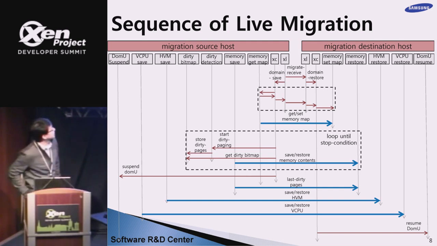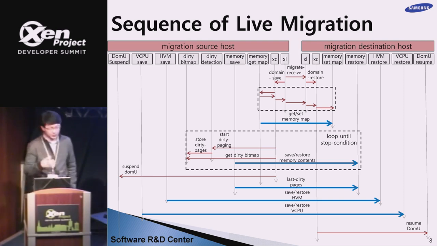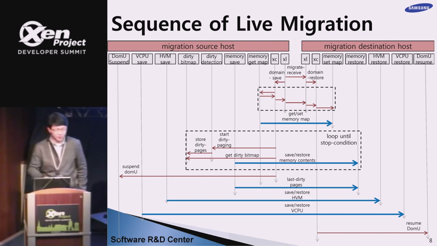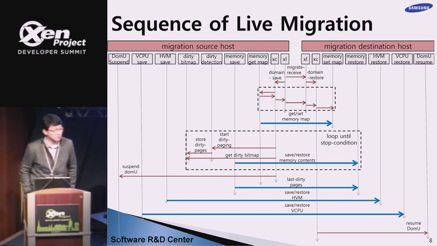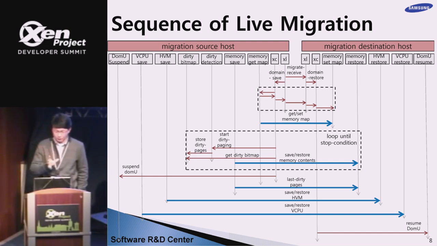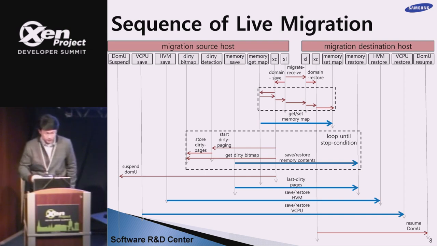It first sends out the memory map of the guest from the source host, so the destination can prepare some memory, and based on that, the source host sends out the memory from the entire memory of the DomU. We have to note that DomU is still running. That means DomU performs writes while sending the memory, and those writes should be delivered to the destination host in order to keep the destination side memory contents up to date. For that we use dirty-page tracing. Basically, we trace all the writes from the DomU when the source host sends the memory contents, and this dirty-page tracing is iteratively performed until some stop condition is satisfied.